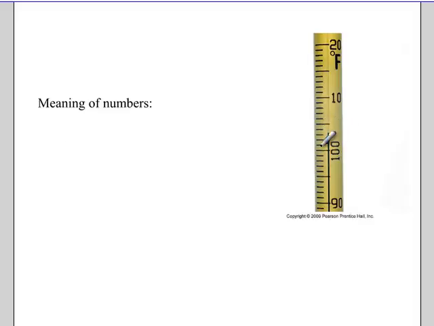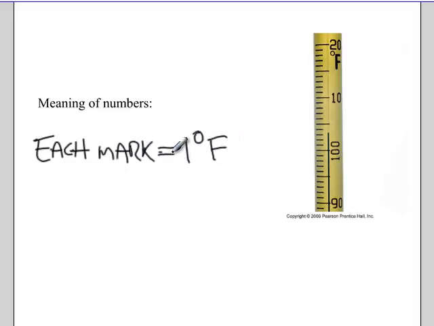So each line, or each mark on this particular thermometer, is 1 degree Fahrenheit. Not every thermometer is going to be calibrated the same way. You could have markings every 1/10 of a degree or every 100th of a degree. So you have to look at your instrument to figure out what the meaning of this measurement is.